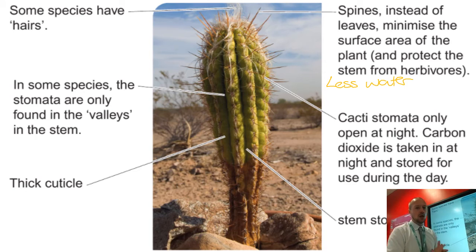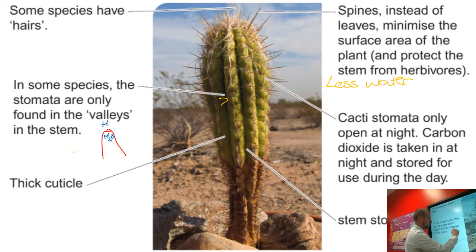Right, the next thing is that the stomata are normally found on the underside of leaves in most plants. What the cactus does is curve in on itself into these valleys, and the stomata are actually down in there. So the stomata are sunken, and if we think about the stomata being here in these valleys, what can happen is, when water evaporates, it goes here.